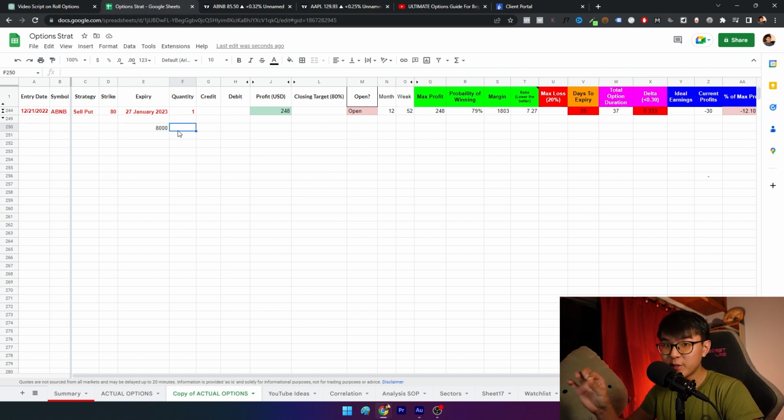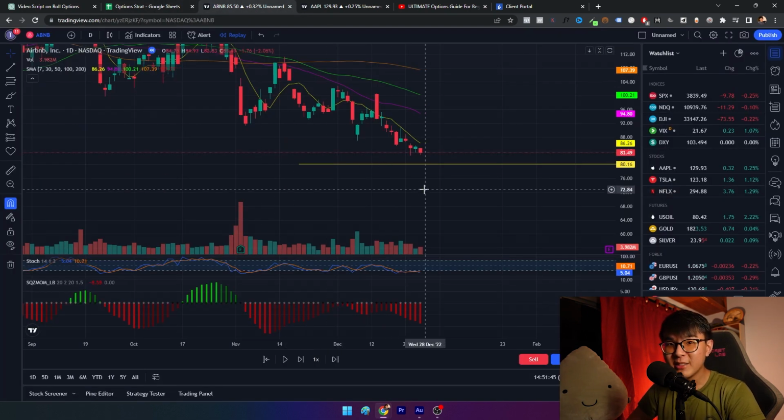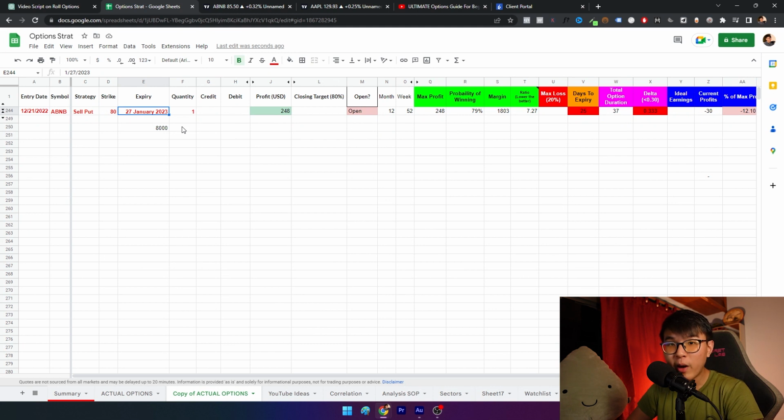But in the case where I change my mind, this is where rolling the option is extremely important. Let's say for some reason I'm a greedy person and I actually don't have $8,000. So in this case, I change my mind. If the price of Airbnb is below $80 by the 27th of January, that means on 27th January, I must spend 8,000 USD to buy 100 Airbnb stocks. And in this case, I changed my mind.